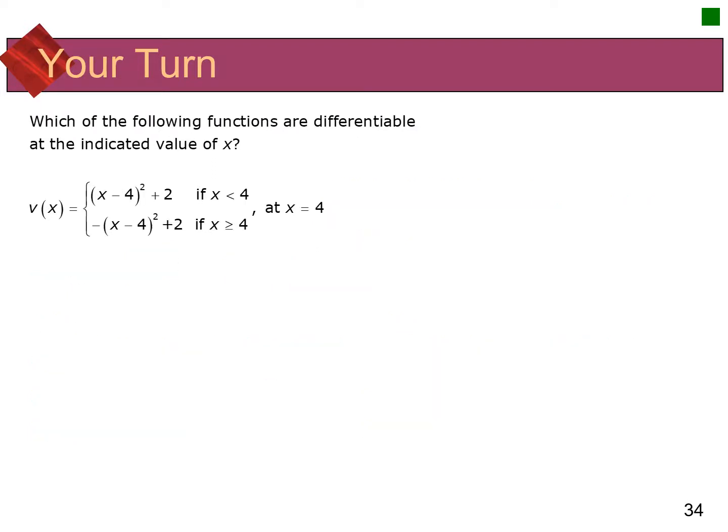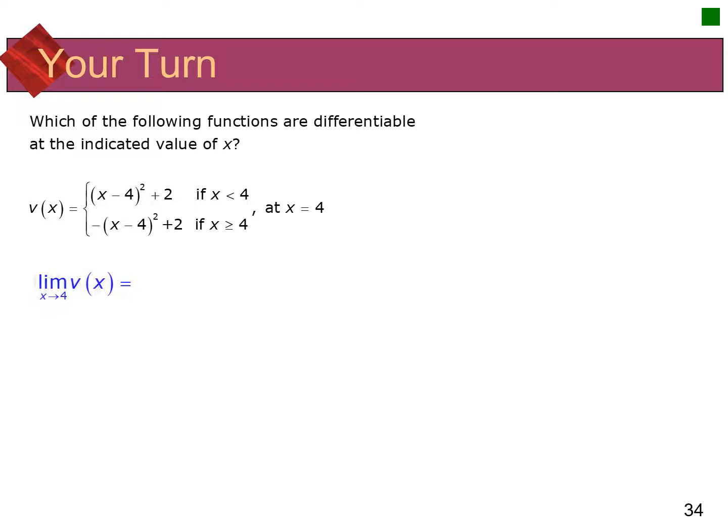On to our last one. For our last example here, we have v of x equaling (x minus 4) quantity squared plus 4 if x is less than 4, and negative (x minus 4) quantity squared plus 2 if x is greater than or equal to 4. It is a piecewise function. I want to see if it's differentiable at x equals 4. Again, one of the issues is that at x equals 4 is where I have a potential for a break. So I want to determine at first if it's continuous there, and if it isn't, I'm not going to go any further because it wouldn't be differentiable there either.